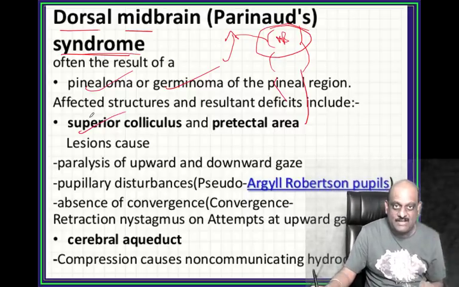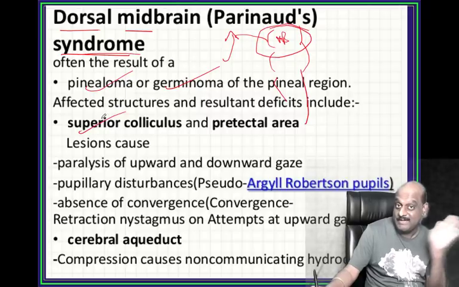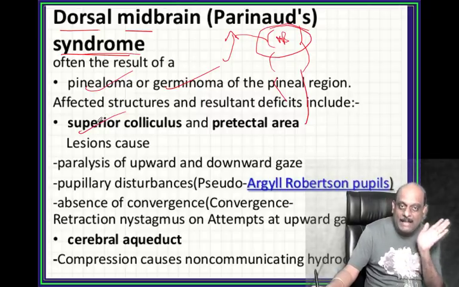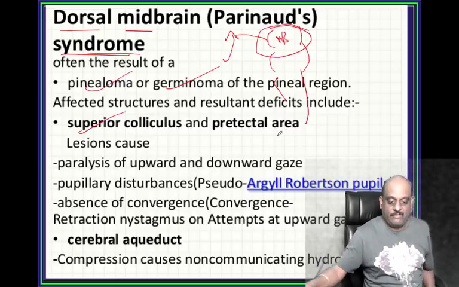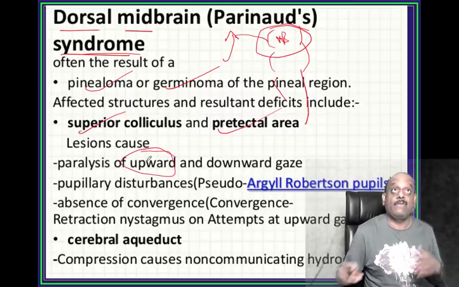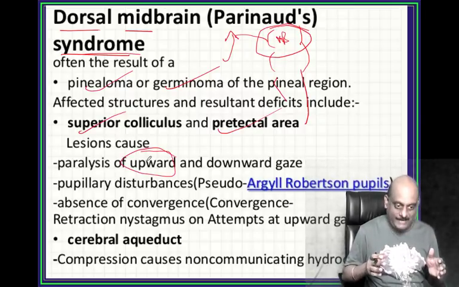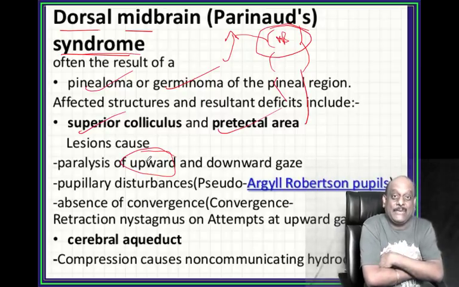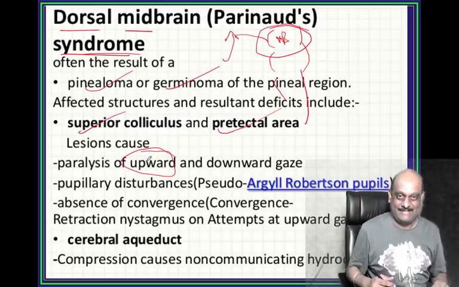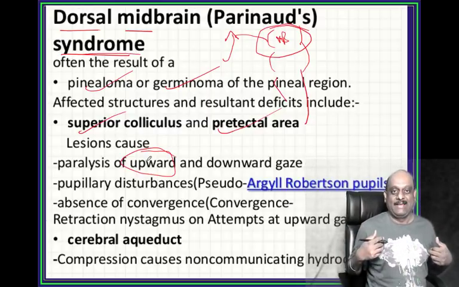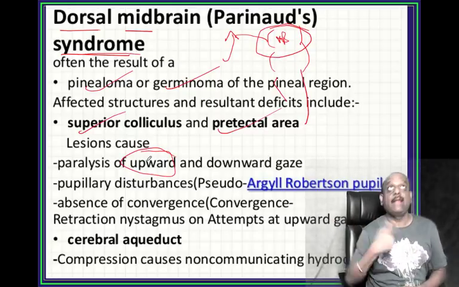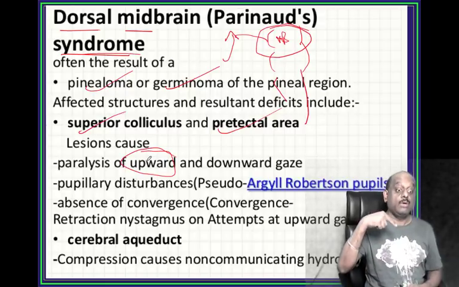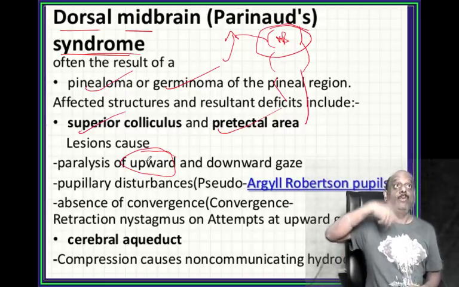Superior colliculus sits above the inferior colliculus. The inferior colliculus is in the auditory pathway, the superior colliculus is in the visual pathway. So, there is a paralysis of upward and downward gaze. It becomes difficult for the patient to look up and down. If they cannot look down, what happens? They fall. So history of falls will be there. While you are testing: look left, look right, look up. No, I can't. Look down. No, I cannot. So vertical movement becomes affected.